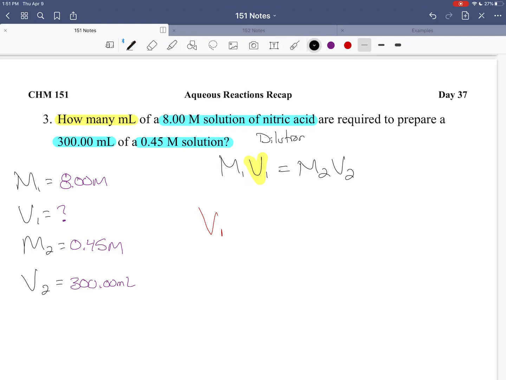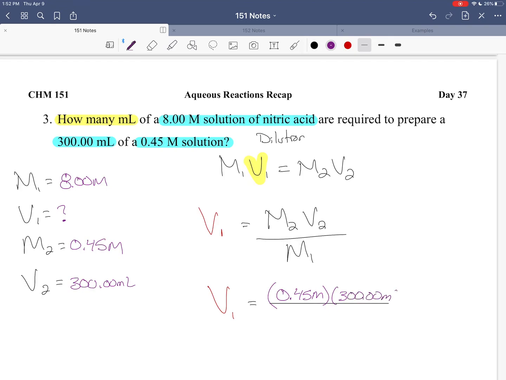So V1 is equal to M2V2 all over M1. So V1 is equal to M2, 0.45 molar, V2, 300 milliliters, and M1 is 8.00 molar. So if we plug this into our calculator, we should get 17 milliliters, because V1 can only have 2 sig figs because of the 0.45. So there's number 3.